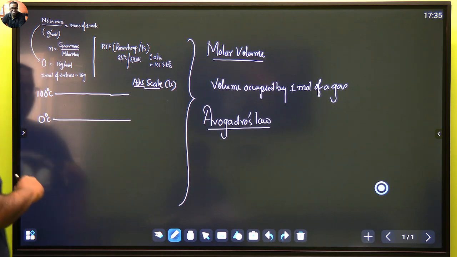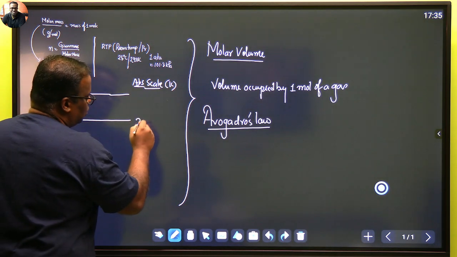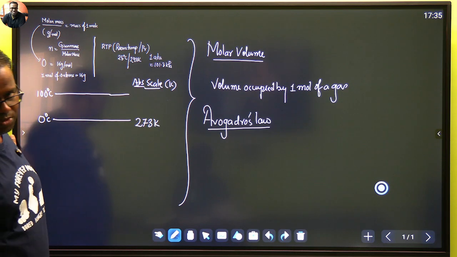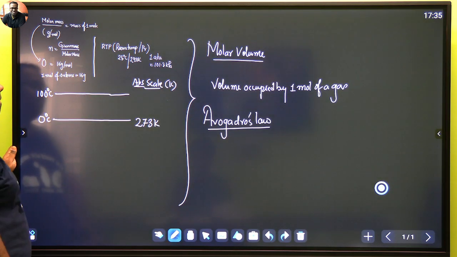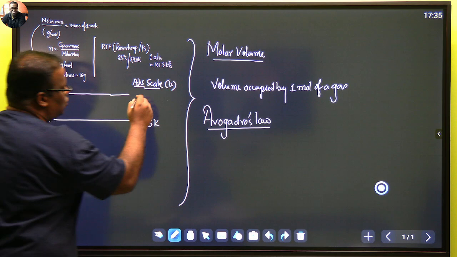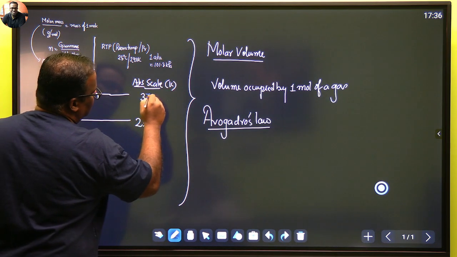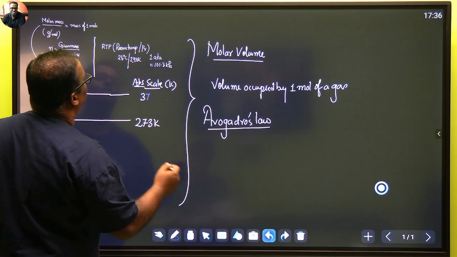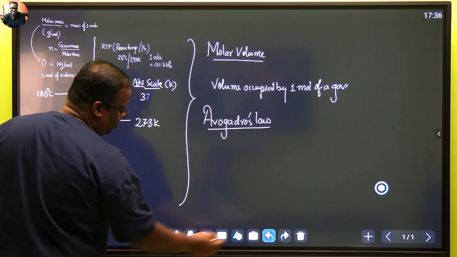As per Kelvin, 0 degree is 273 Kelvin. Actually, it's 273.15. 273 Kelvin is 0 degree. So 100 degree should be how much? 373. Not degree, 373. We don't use the word degree.